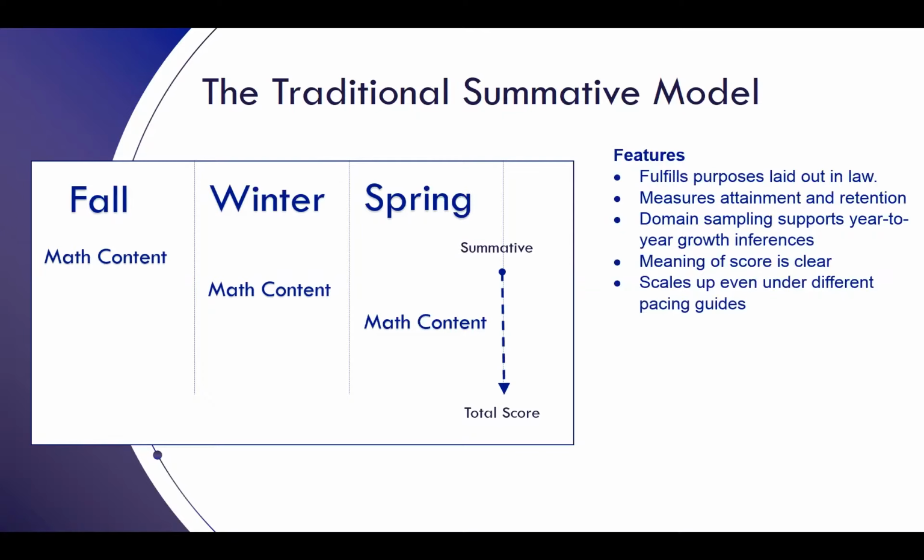So for the features of this, it fulfills the purposes laid out in law, right? So it measures attainment and retention, so we can see how they do at the end of the year. Domain sampling supports year-to-year growth inference, so we can look at last year's versus this year, especially with the vertical scale now. The meaning of the score is relatively clear, I would say. We know what proficiency means, and we have descriptors of those proficiencies, right? Those achievement level descriptors are available for us, so we can interpret what those scores mean.